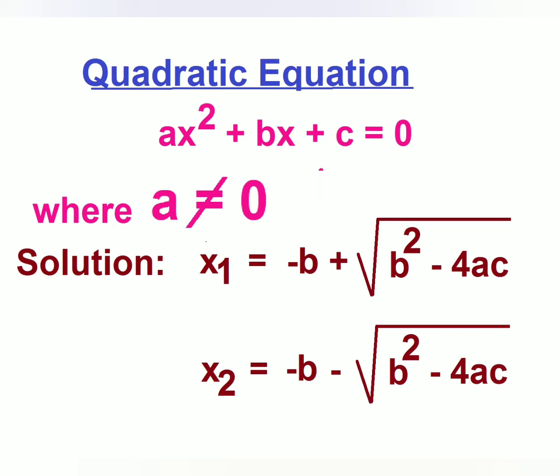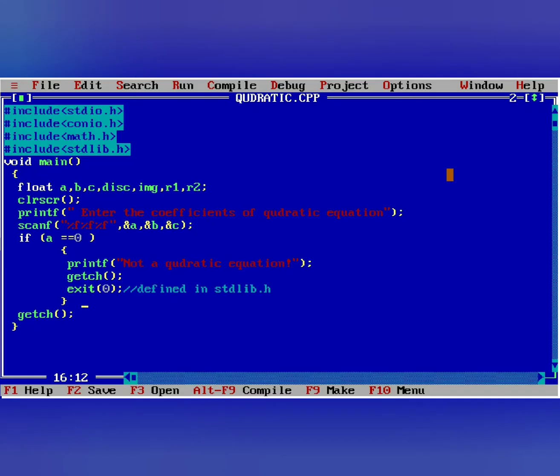If a is 0, then it becomes a linear equation, and that cannot be said to be a quadratic equation, so it cannot be solved in this method. So first we have to check the condition whether a is equal to 0 or not. For that we used a simple if statement. If a is equal to 0, then the condition is true and it enters the if block. There it displays not a quadratic equation.